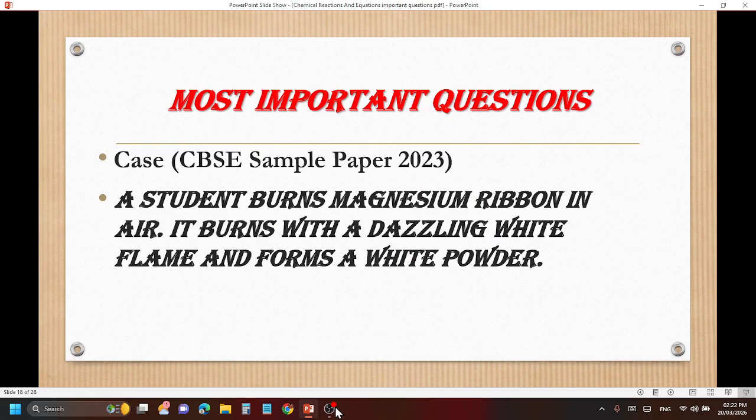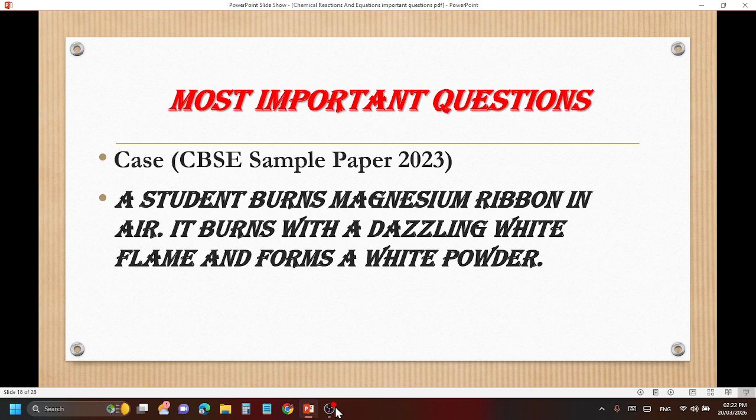Moving to the next question, it is a case-based question, and this question is also most important. It is given in the sample paper, but most of the time it is repeated in other questions also. The question says: a student burns magnesium in air. It burns with a dazzling white flame and forms a white powder. So this question is all about magnesium. I give you a simple trick: whenever you read a case-based study, first remember which equation is being used in it. Like in this example, the magnesium ribbon. Remember which equation is used for magnesium ribbon: 2Mg plus O2 gives 2MgO.